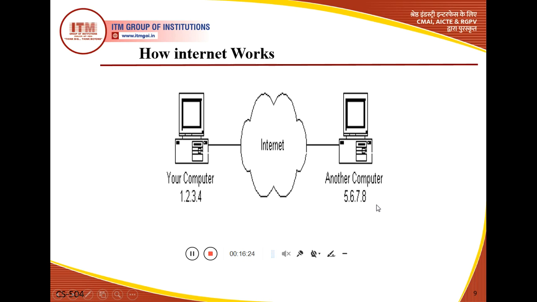This computer's IP address is represented as 5.6.7.8. So according to this concept, the internet works when we want to connect different computers or different networks with the help of the internet. All the computers or all the hosts are defined with a single unique address, and this particular address is called an IP address, and the range of each number in the IP address is 0 to 255.